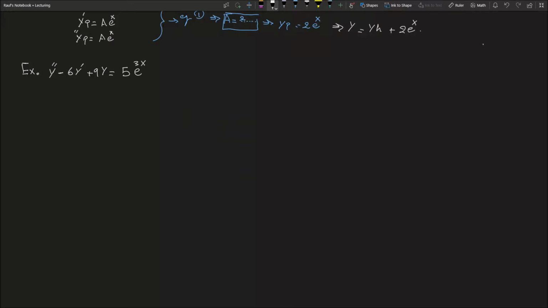Okay, before we start, remember when you have your homogeneous solution, it will be a certain value, let's say e to the power of x.